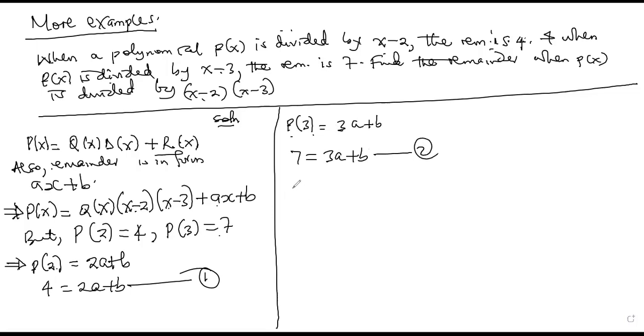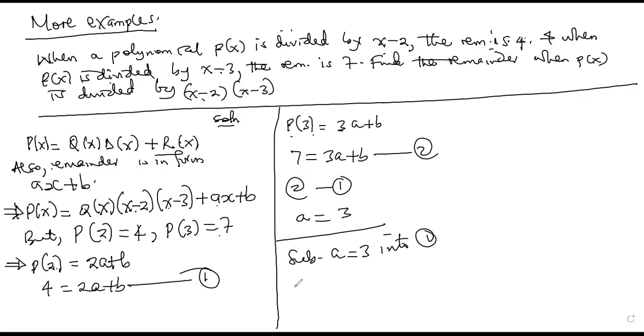Solving 1 and 2, you get equation 2 minus equation 1. You get 3A minus 2A, you get A. B minus B is 0, 7 minus 4, that is 3. So A is equal to 3. When you substitute A is equal to 3 into equation 1, you're going to have 4 is equal to 2 times 3, which is 6, plus B. So my B is negative 2.